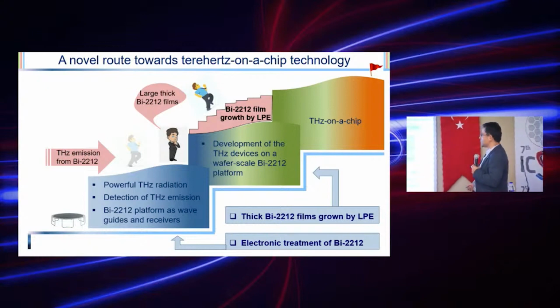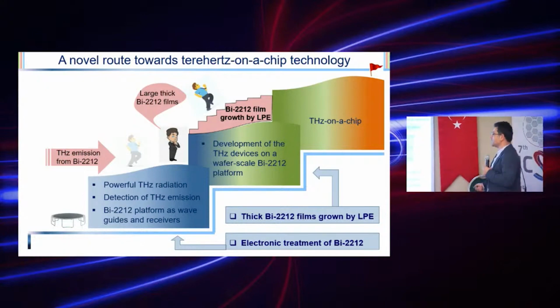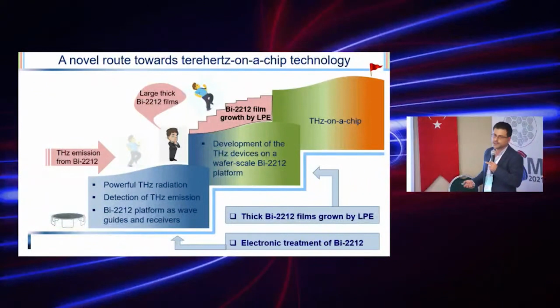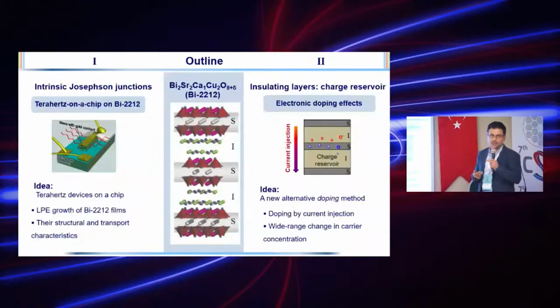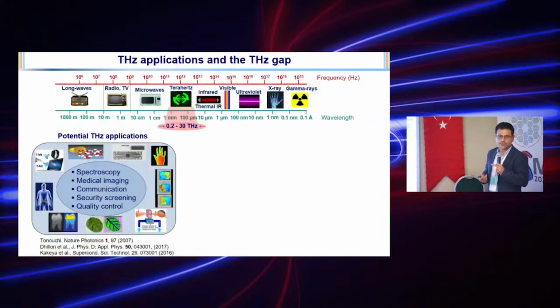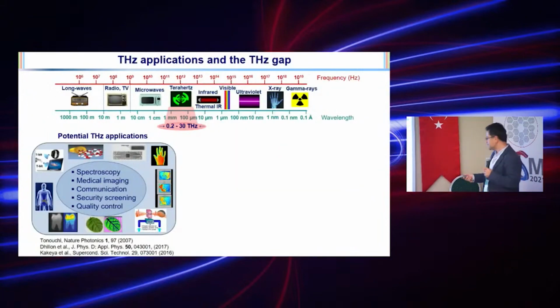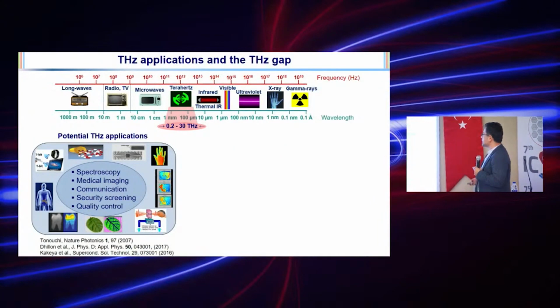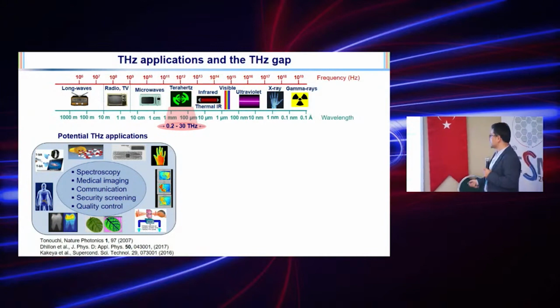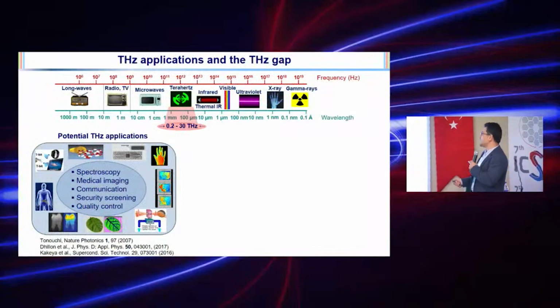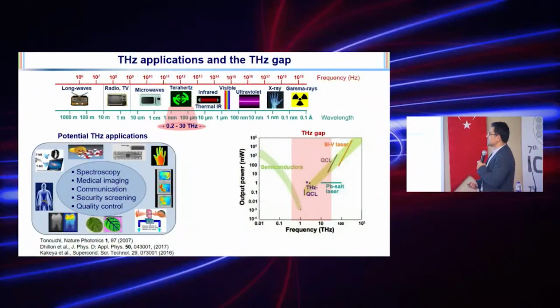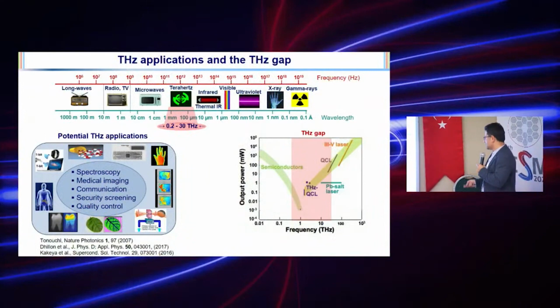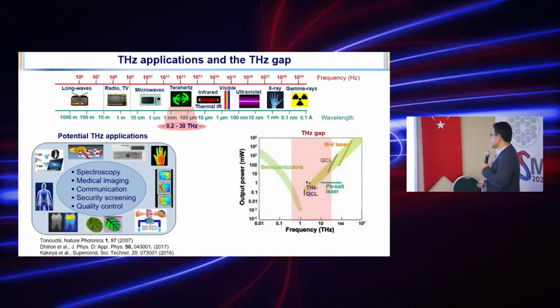Okay, the first part, I will show how to grow, but I will give you a brief introduction about the terahertz. We can tune the carrier concentration of BSCCO by applying the current. Now the terahertz lies between the microwave and infrared region, and it's very useful for these application areas.